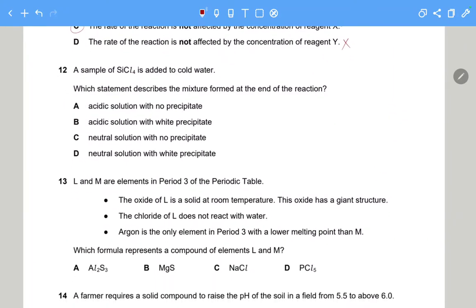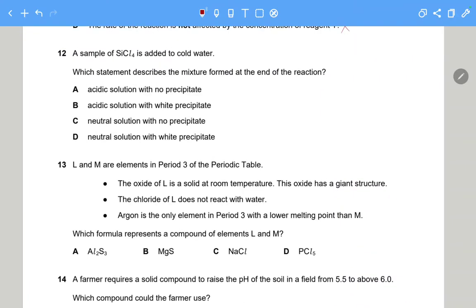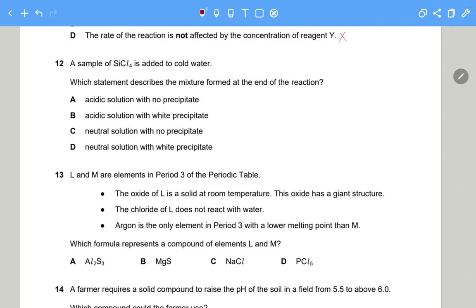Question 12. A sample of SiCl4 is added to water. Which statement describes the mixture formed at the end of the reaction? Now, before reading the statements, we know what happens to SiCl4 in water. So let's just write the reaction down. So SiCl4 plus 2H2O gives SiO2 plus 4HCl. We already know this. And we know that SiO2 is insoluble in water, so it is a white precipitate. And that's why we narrow it down to B and D. And we know that HCl is acidic, obviously. So the answer will be B.